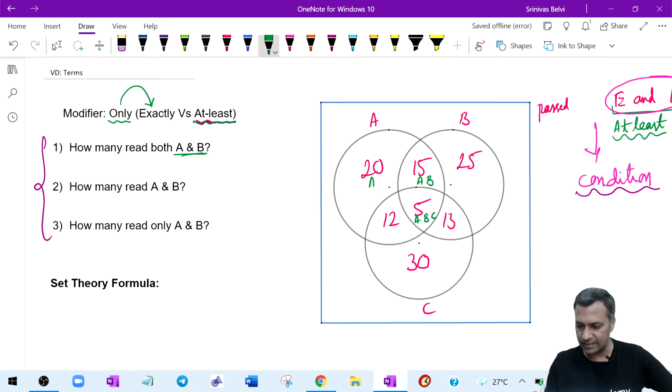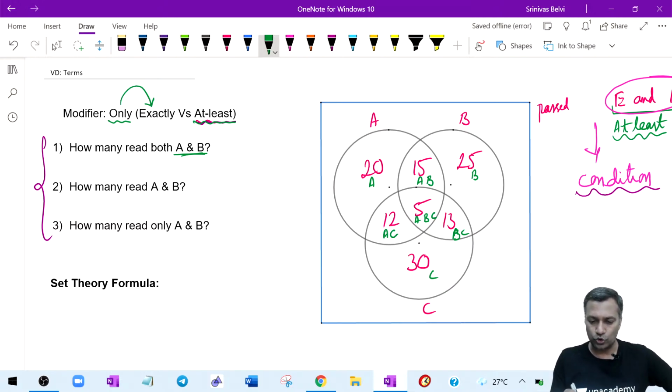What about these 20 characters? Only A. These characters only B. I'm writing only that thing there, right? What about this? Alright, only. Now these characters read only AC. These characters read only BC. What about this? He reads only C. That's the understanding of this. Now coming to this.